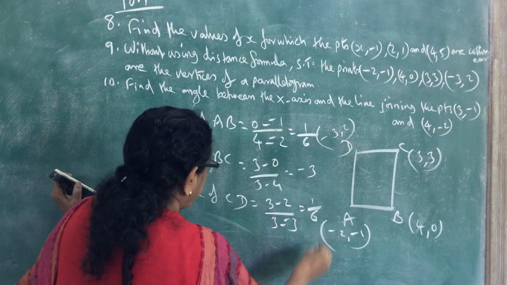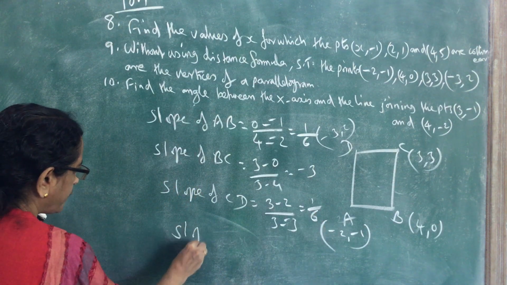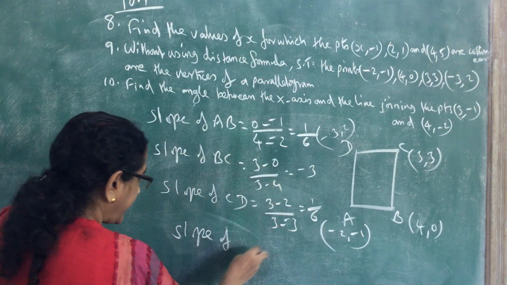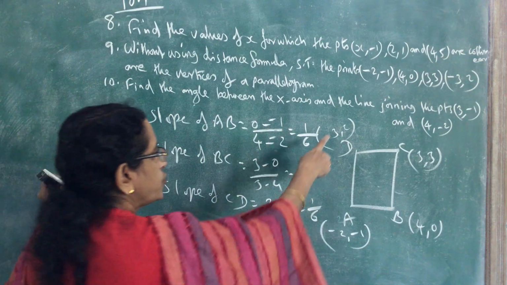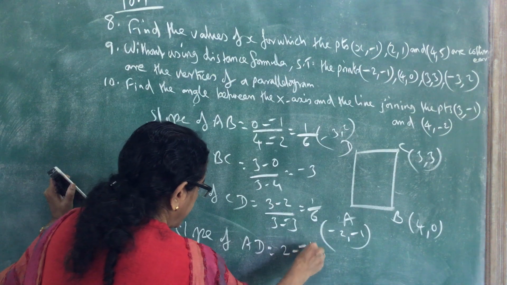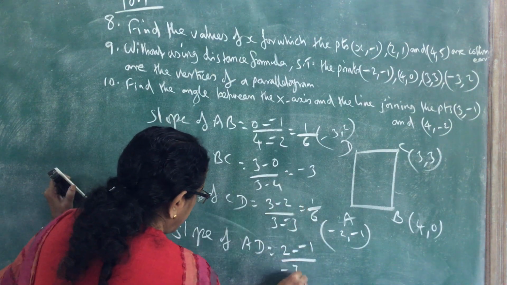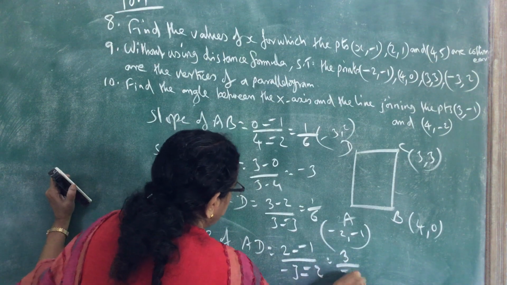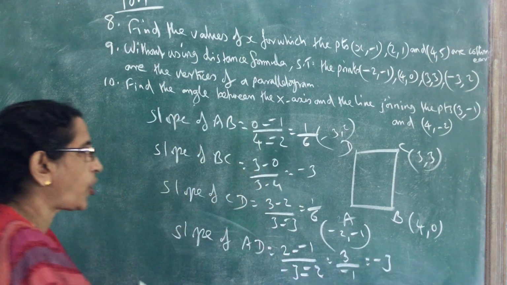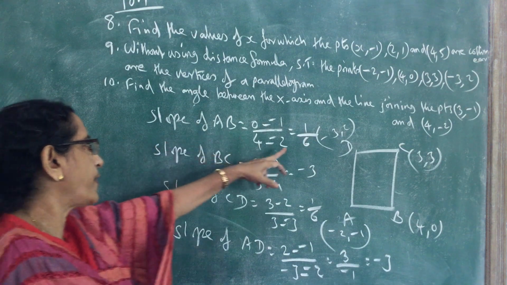That is equal to 1 by 6. Then slope of DA or AD. Slope of AD equal to (2 minus minus 1) divided by (minus 3 minus minus 2). That is 3 by minus 1. That is minus 3. So we got slope of AB equal to 1 by 6.